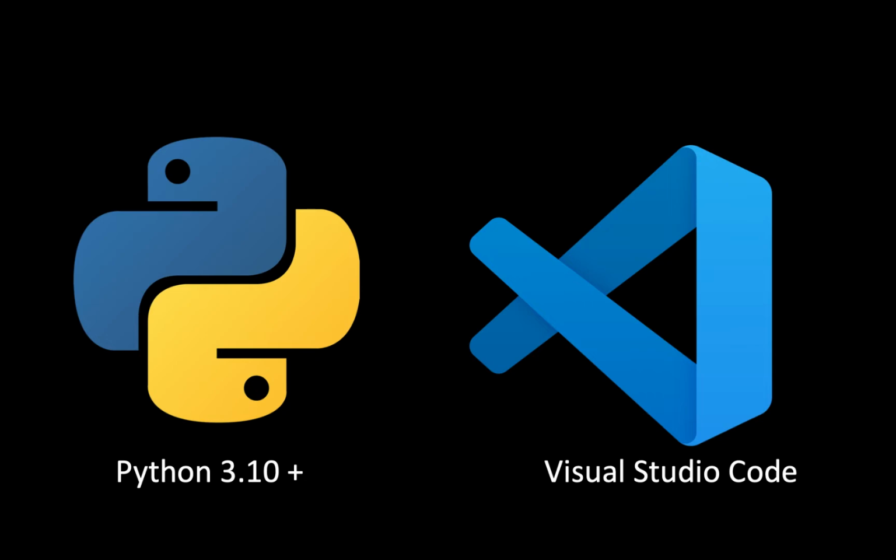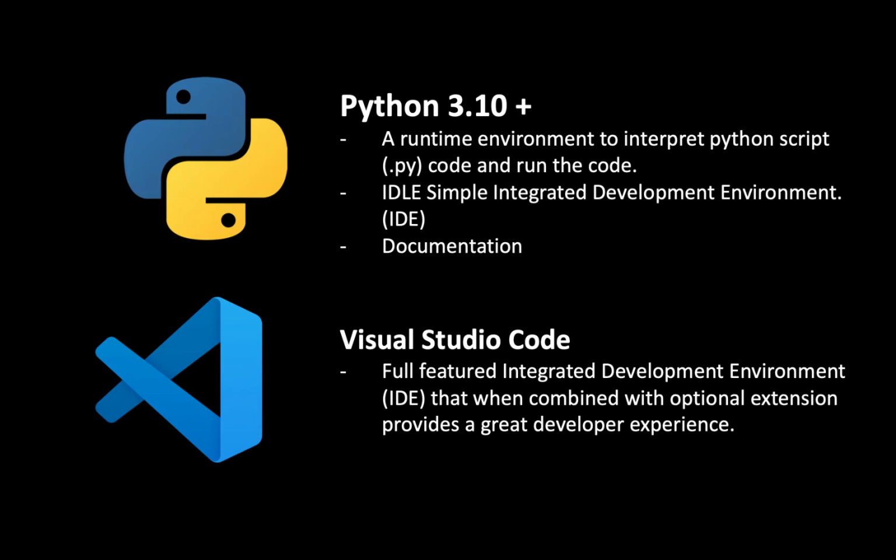So we're going to download Python, and currently the version is 3.10 plus. And what's the Python download? Well, it's a runtime environment, and what it does is it interprets our Python scripts that we're going to be making and runs our code. The download also includes something called IDLE, which is a simple integrated development environment, and documentation for Python. The second download is Visual Studio Code. This is a full-featured integrated development environment that, combined with optional extensions, provides a great developer experience.